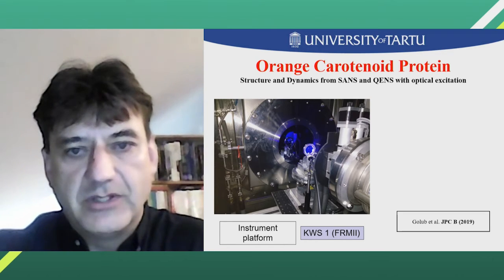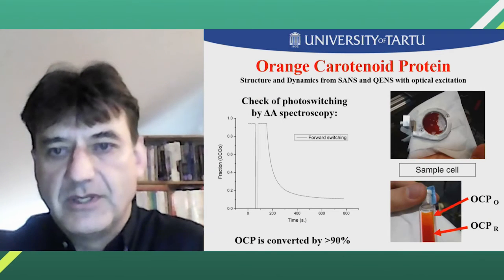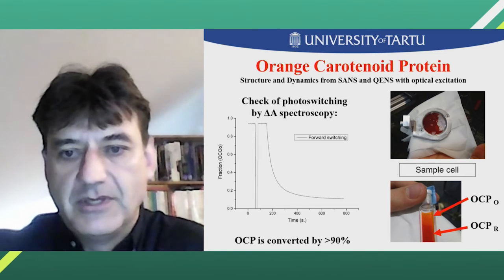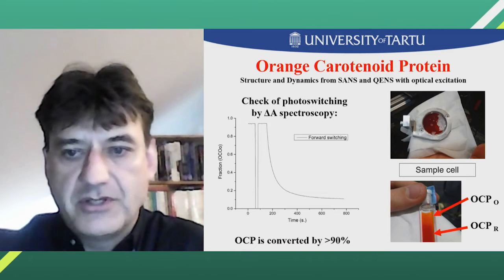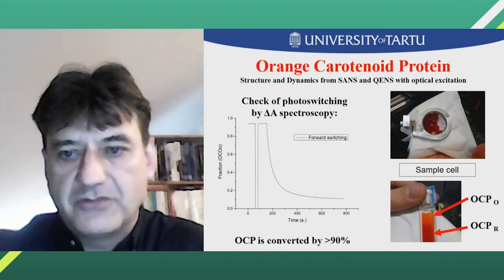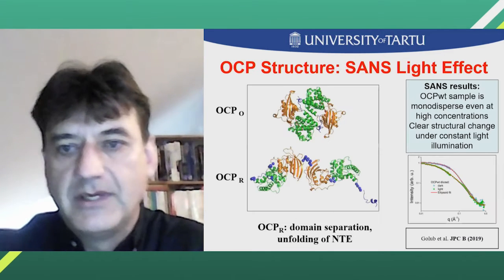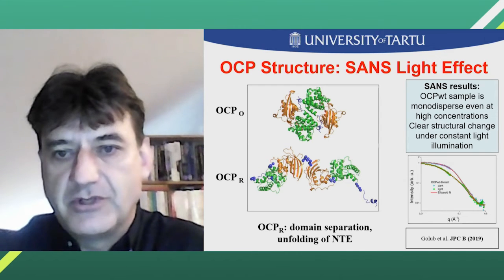Where you see our illuminated sample container, it's not sufficient only to illuminate, but you really have to make sure that your sample is converted more or less completely to the active state. And you see this here in the right lower corner, where an unilluminated part of the sample remains orange as in the ground state, and the illuminated part becomes red. Then we get two distinct small angle curves for the dark and for the illuminated sample.